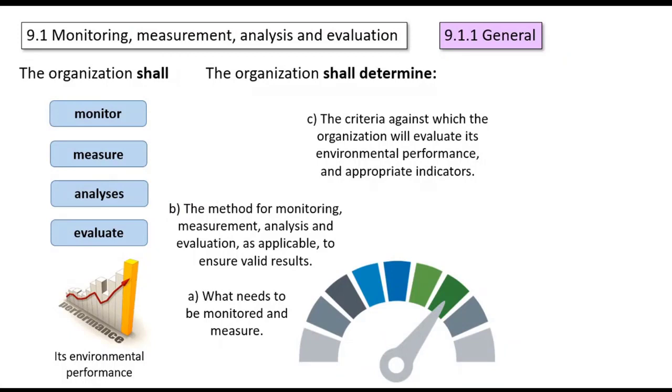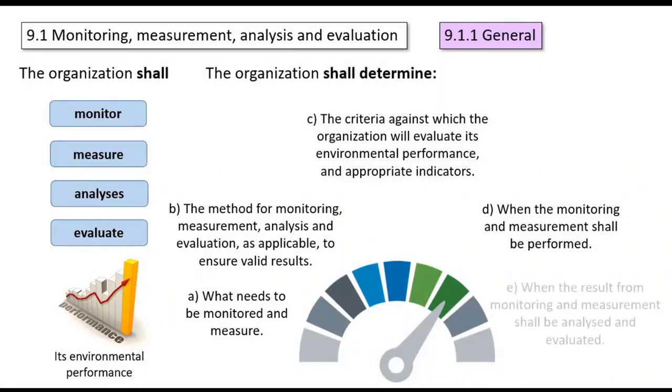So same goes for this ISO 14001. You must determine the criteria. You must also have the indicator so that you can evaluate your environmental performance. Right? So next is when the monitoring shall be performed. Is it weekly? Is it monthly? Is it twice a year? Is it a year? Okay, annually, once a year.